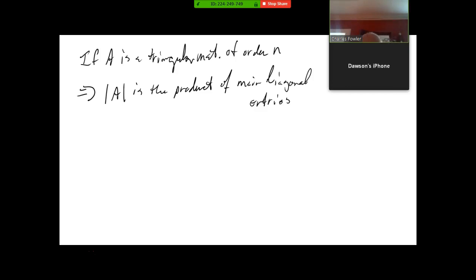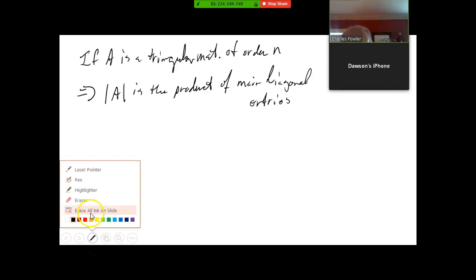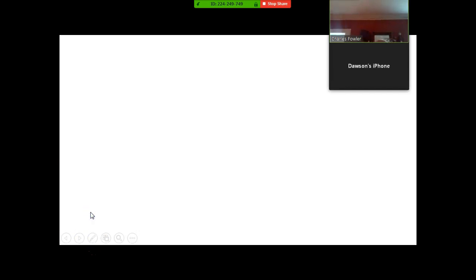So let's do example 6, which is a little more complicated of a matrix, but the answer is just about as simple. Here's matrix A. What makes it more complicated is it's a 4 by 4. It's a 2, 0, 0, 0.